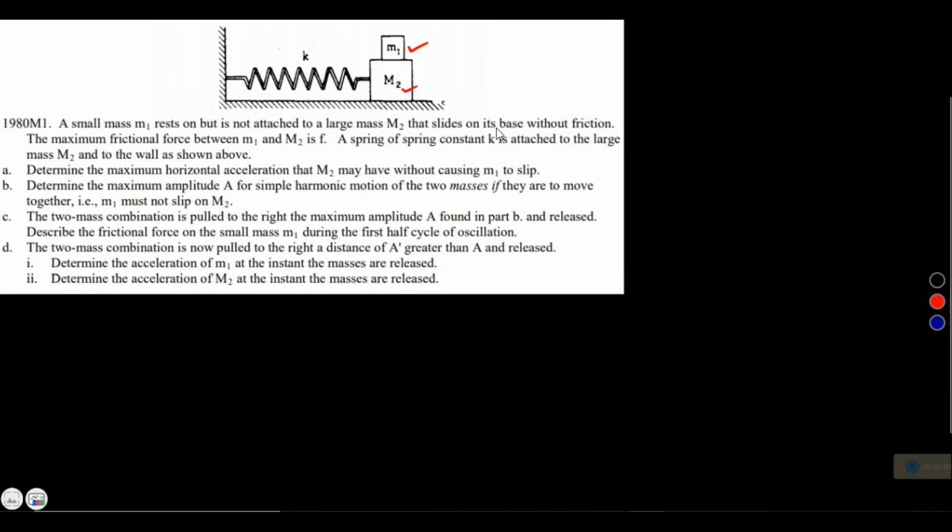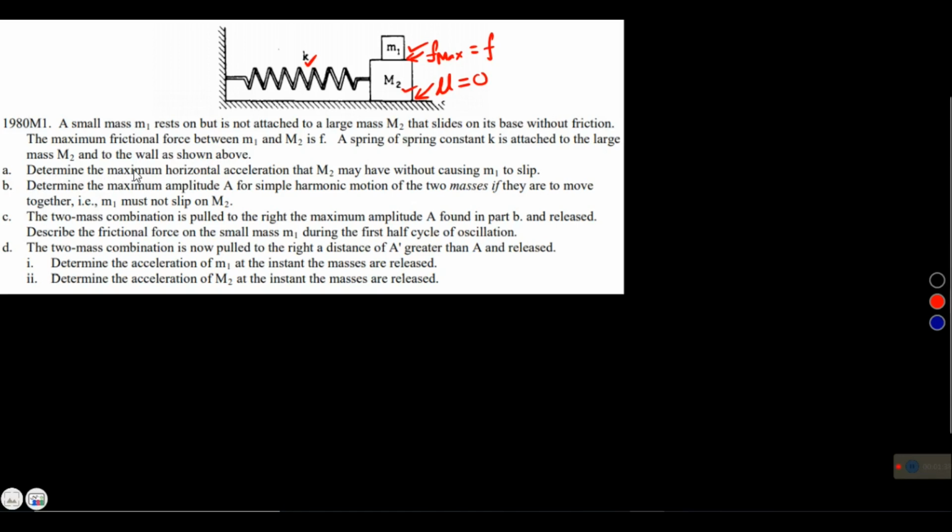Larger mass m2 slides on its base without friction. So this surface is frictionless, its coefficient of friction will be 0. The maximum frictional force between m1 and m2 is F. So the maximum frictional force, that is F maximum, is equal to this F, right? A spring of spring constant K, as you can see this K, is attached to the larger mass m2 and to the wall as shown above, right?